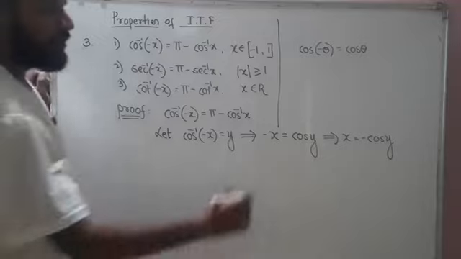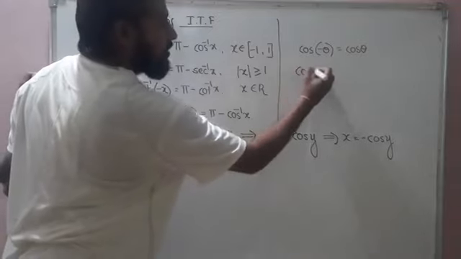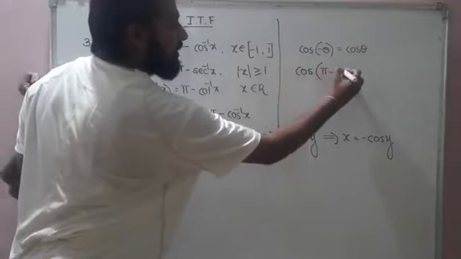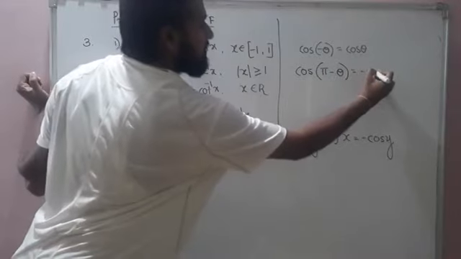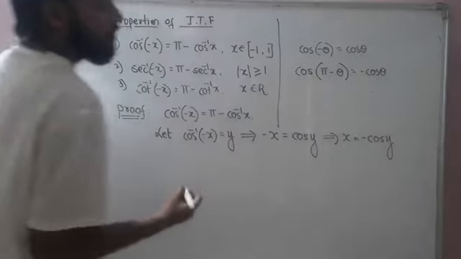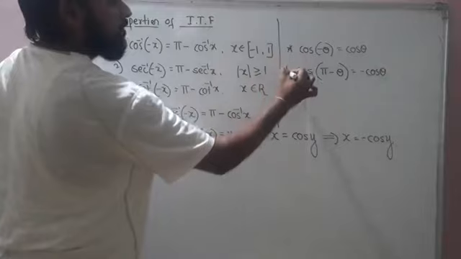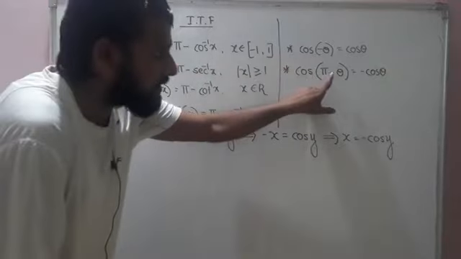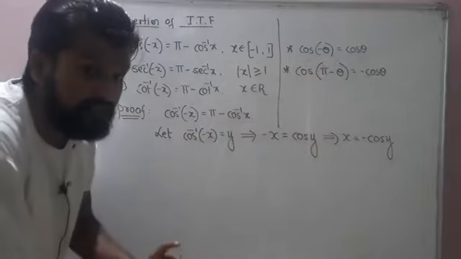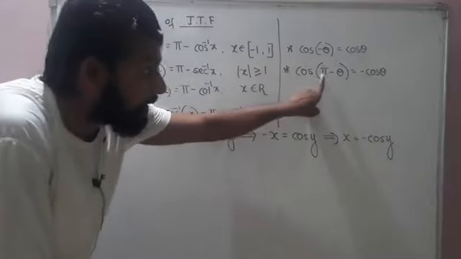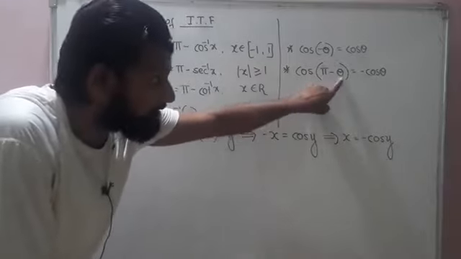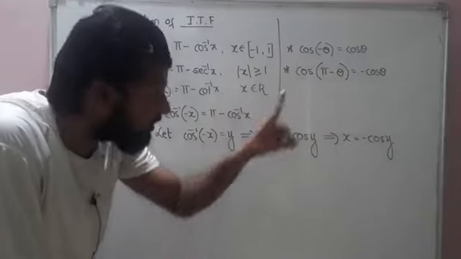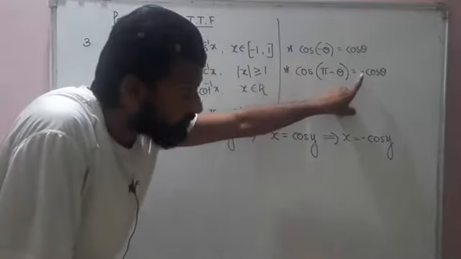Very good. You should know one concept, that is cos of pi minus theta is equal to minus of cos theta. This is again from first year. Cos of pi minus theta means minus cos theta. Why do we get the minus? Pi means 180 degrees. 180 minus something means the second quadrant. In the second quadrant, cos should be negative, right? So that's why we get this one.